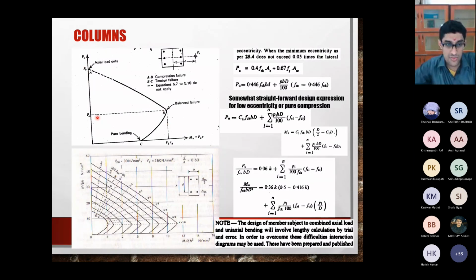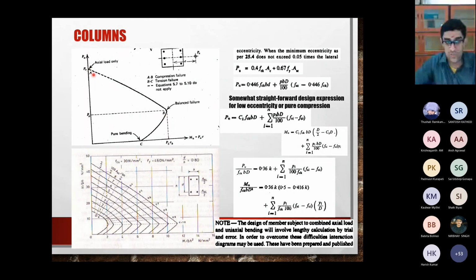As long as I have lower values of axial load and higher values of bending moment, I will have a bending type of failure, and you have a balanced failure at one particular point. Okay, so this type of diagram is known as an interaction diagram. It's known as an interaction diagram because moment and axial compression interact to cause the failure.